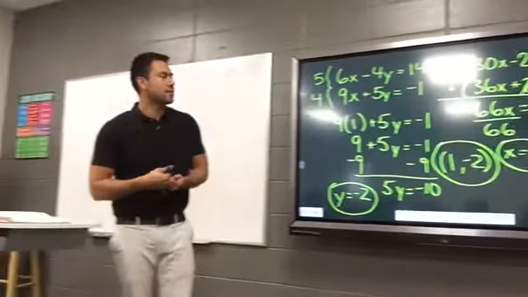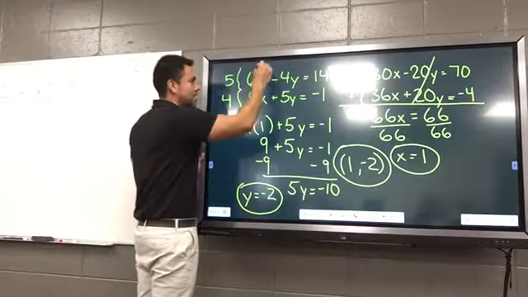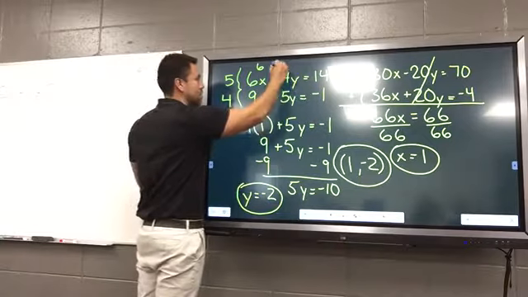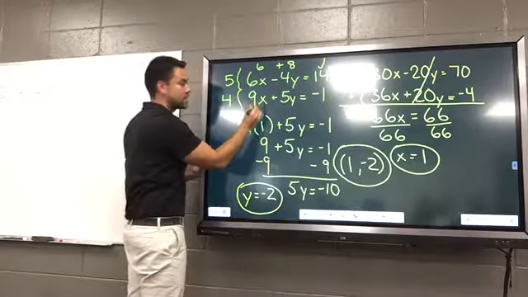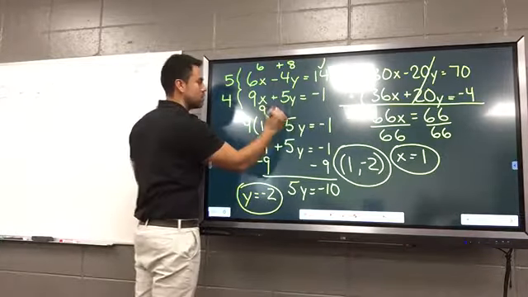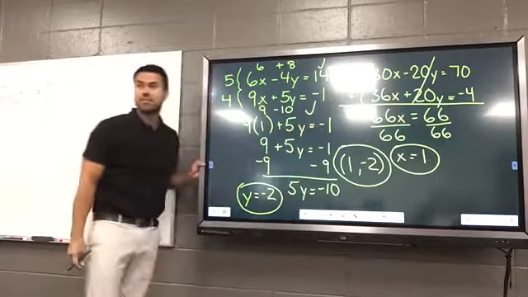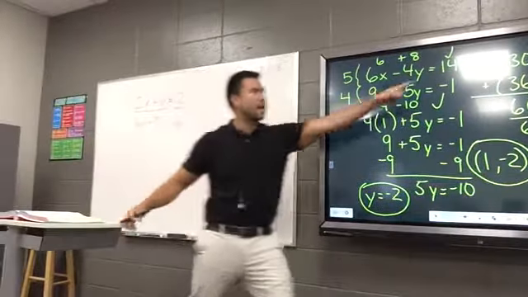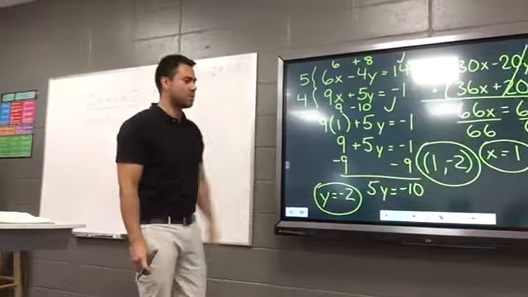Does it work? 6 times 1, negative 4 times negative 2. 6 plus 8? Check. 9 times 1, 5 times negative 2. What's 9 minus 10? Check. Checks in both. Should it check in that one? Yeah, it does. But you should check the first two because those are your original.